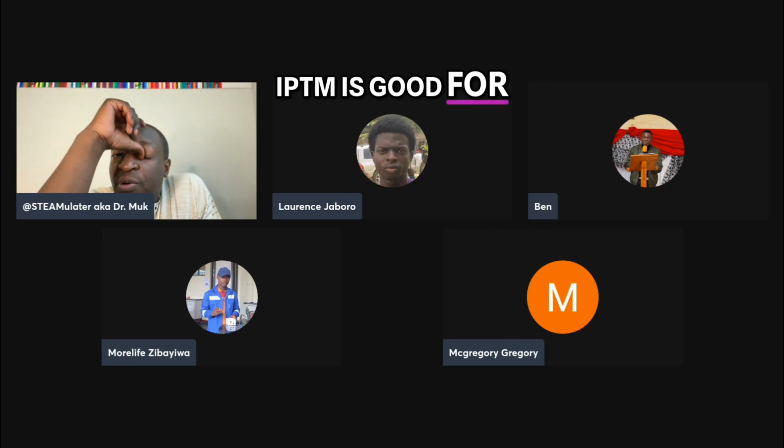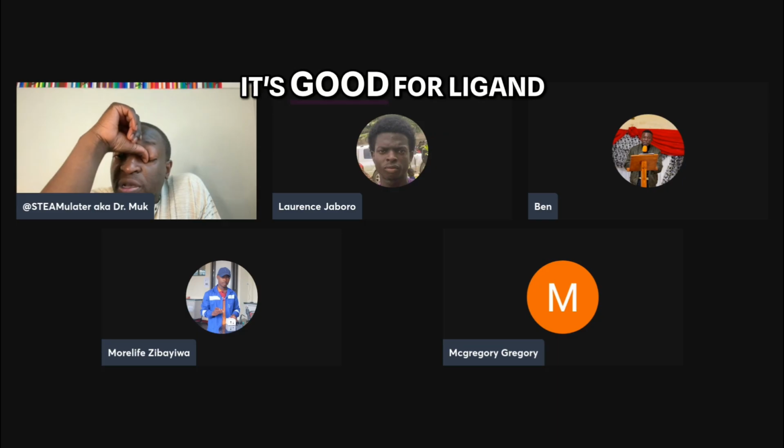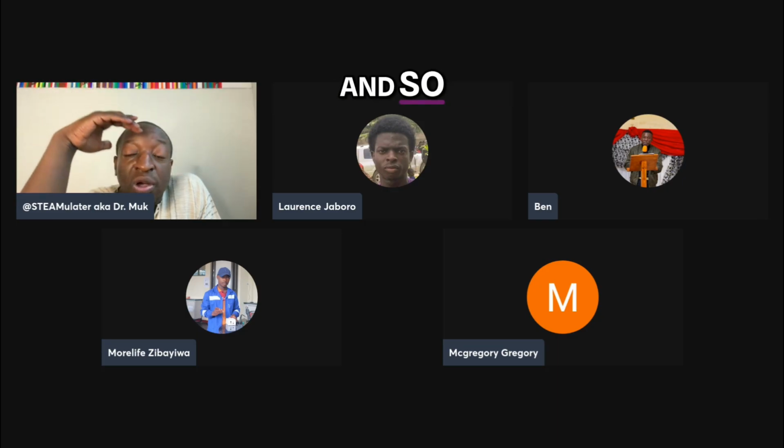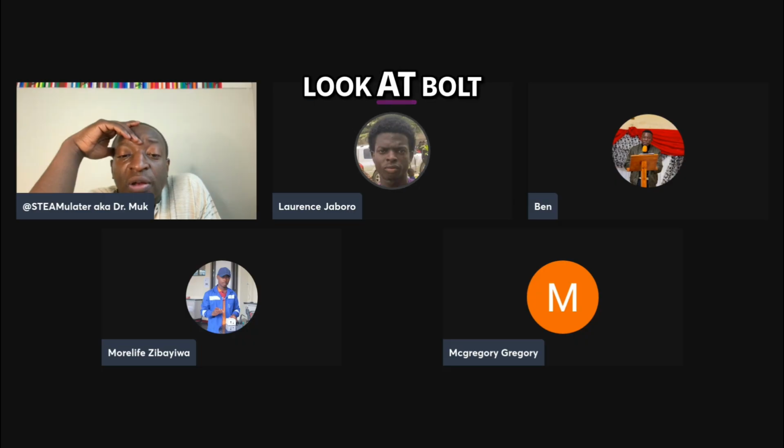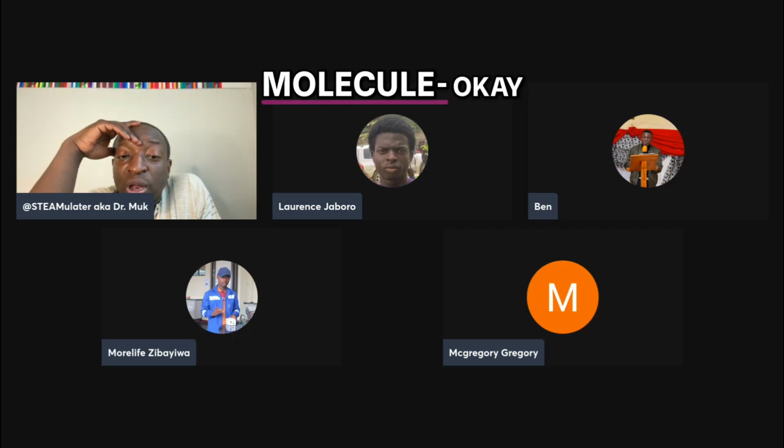iPTM is good for protein-protein interactions. I don't know if it's good for ligand-protein interactions. And so we'll have to look into that a bit more, see what BindCraft has to offer, look at Boltz, what do they have to offer for small molecule-protein?